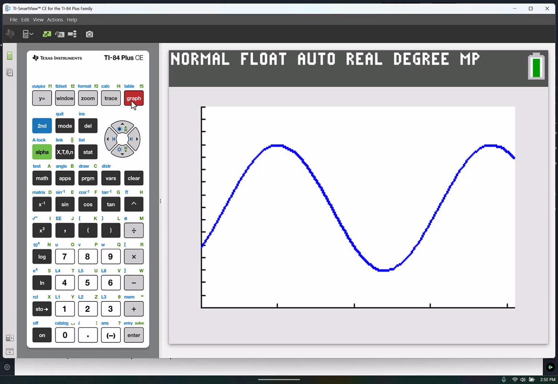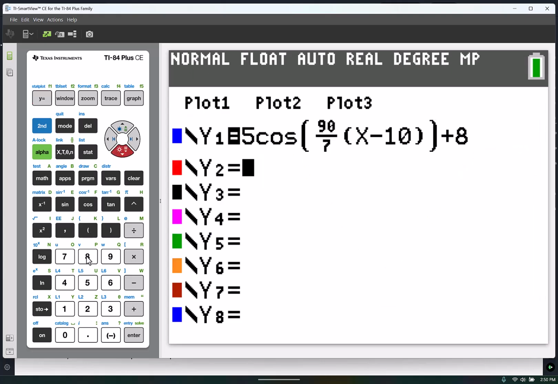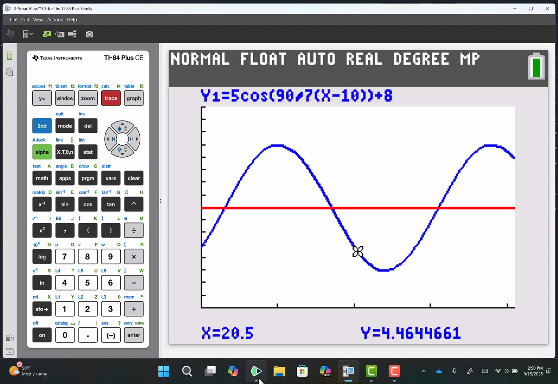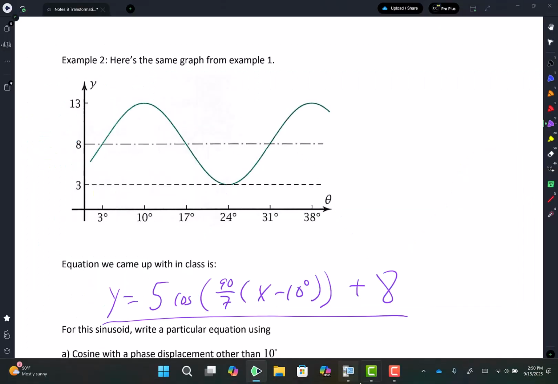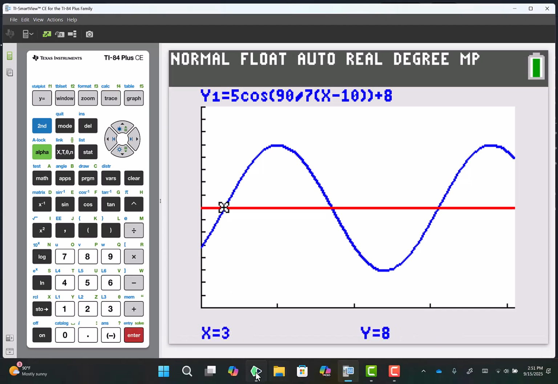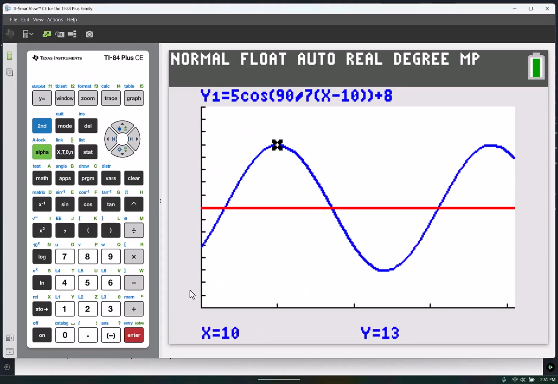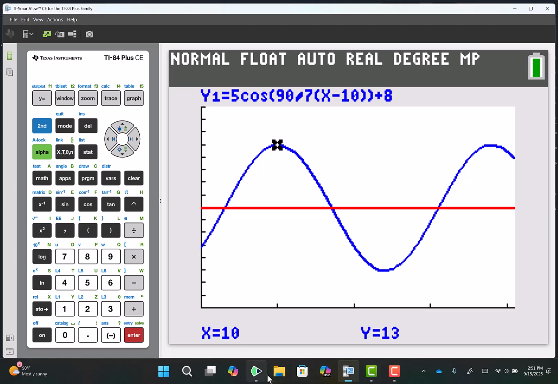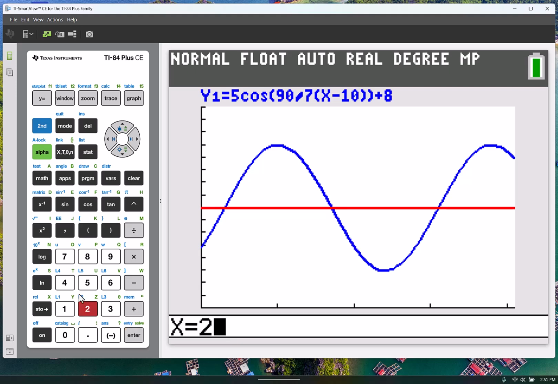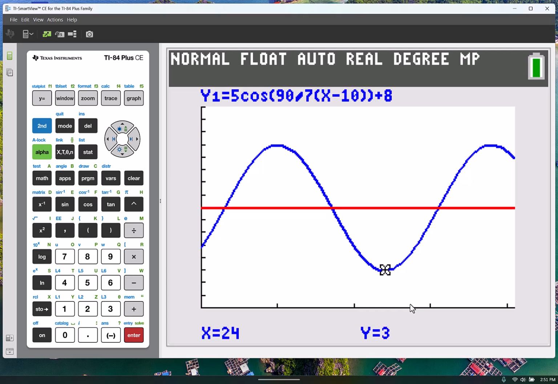You can put 8 on Y2 if you want to see the midline. I see some of you have that habit. That's good. There's my midline. Check it out, guys. Push trace. I'm going to push 3, and I better be at the midline. 3, enter. Yep, I'm at 8. I'm going to push 10. I better be at the peak. Yep, I'm at the peak, 13. I'm going to push 24. I better be at a min. Yep, I'm at a min. There it is. Are we okay?